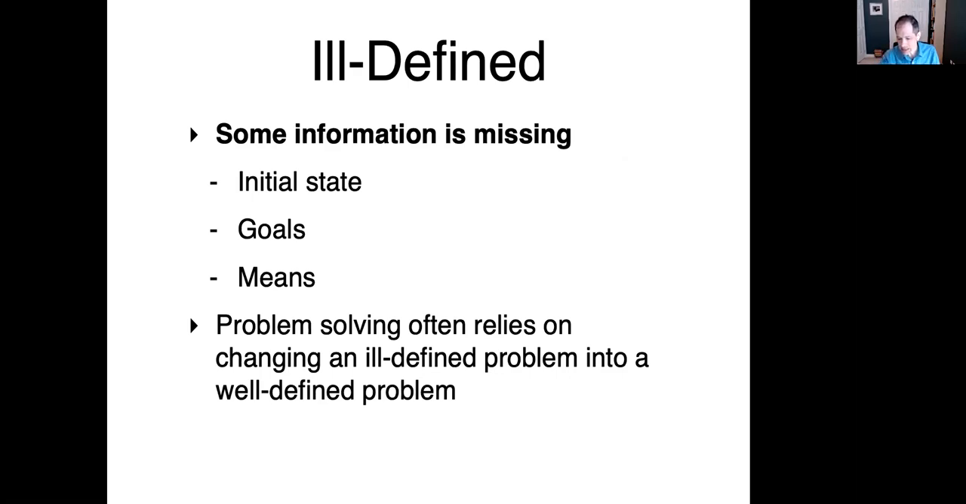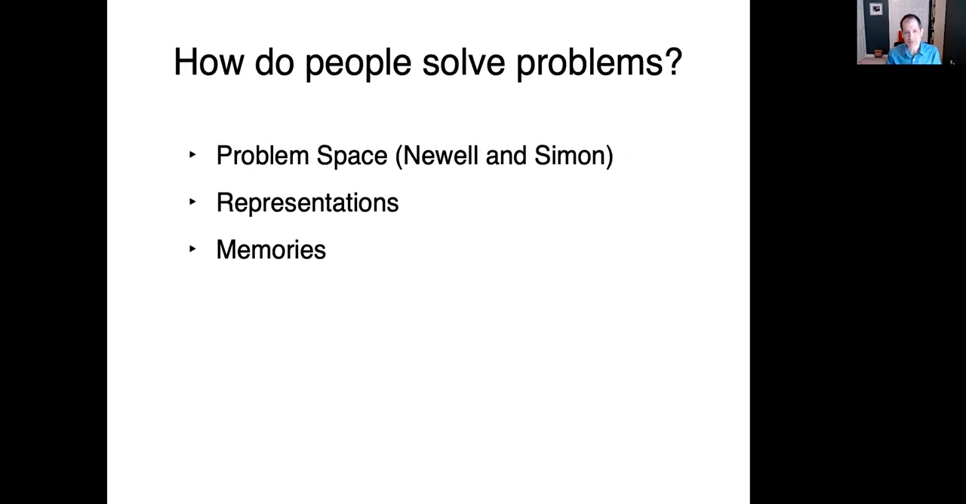When these things are missing, when you're not given information, or you don't know what the goal is, problem solving can be much more difficult. And so one of the things we're going to talk about, one of the things that Newell and Simon were particularly interested in, and this is covered in the text as well, is changing an ill-defined problem into a well-defined problem. So taking something that's complex and breaking it down into smaller, simpler, more well-defined problems that you can solve with tried and true heuristics and algorithms.